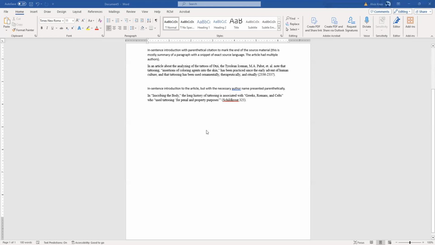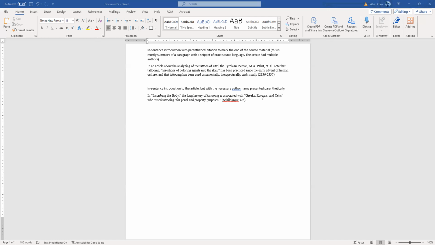Here's a final in-text citation example. You have to introduce your source material somehow, right? So I put in Inscribing the Body, which is the article title, the long history of tattooing is associated with Greeks, Romans, and Celts who used tattooing for penal and property purposes. Now, this gives my reader a context and it introduces the beginning of my source material.